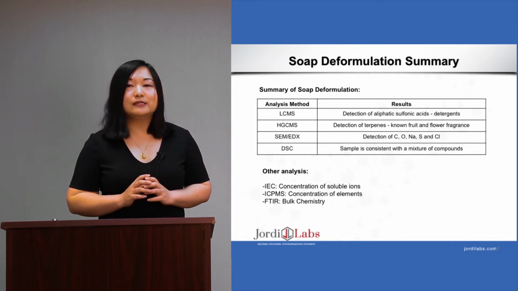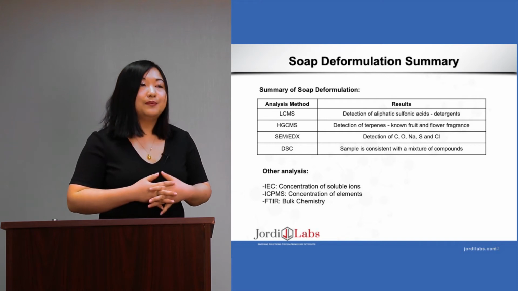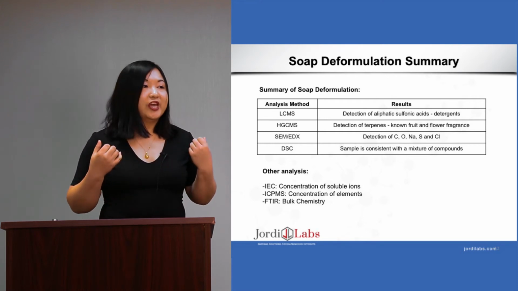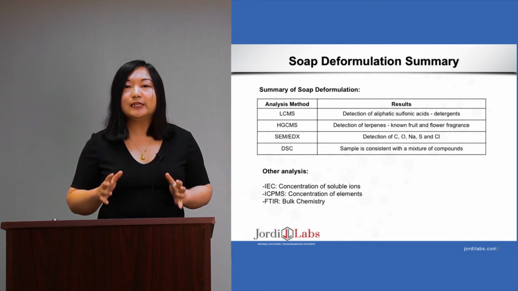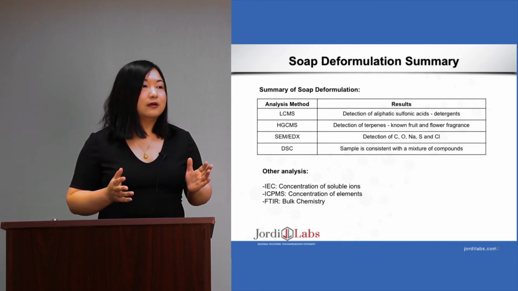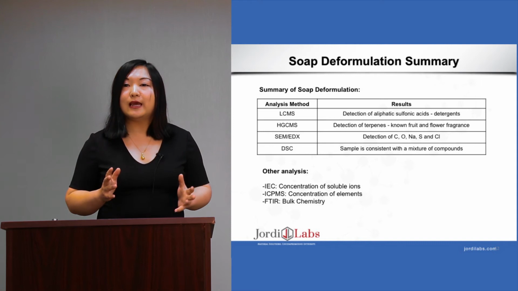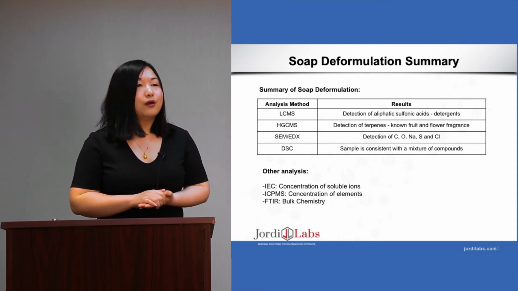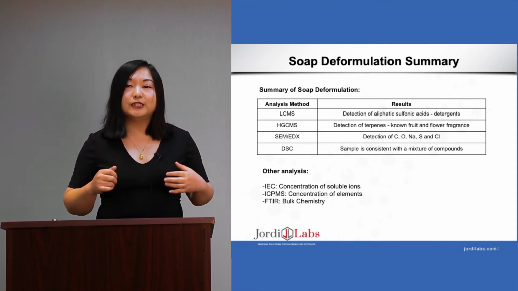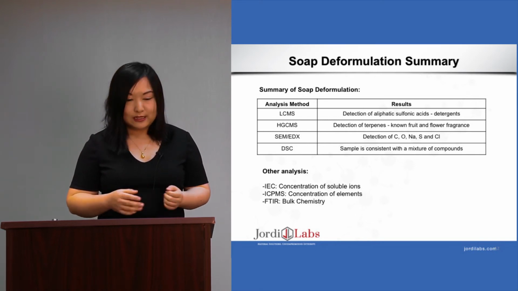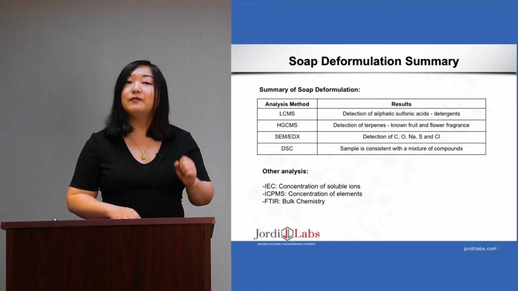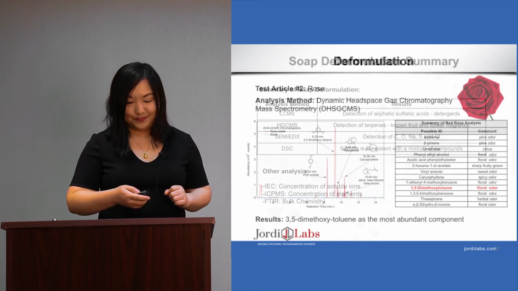Some other analyses we could do include ICP-MS and IEC, which can give you quantitation values for soluble ions and elements. We can also do FTIR, which can give you information on the bulk chemistry of your product. And I'm going to discuss some of these techniques later.